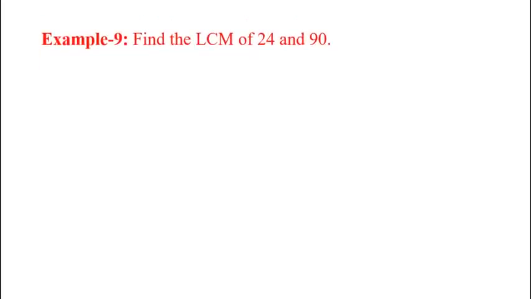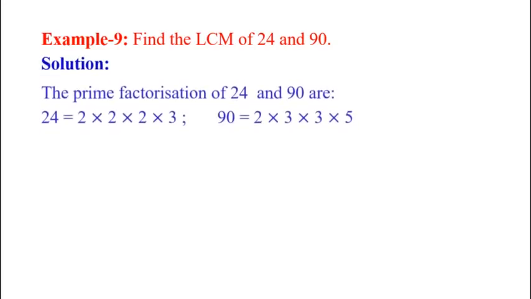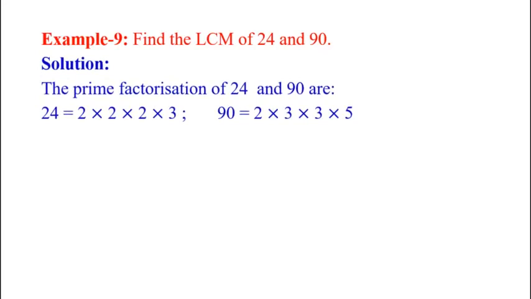Next, example 9. Find the LCM of 24 and 90. So solution is like this. The prime factorization of 24 is 2 into 2 into 2 into 3, and 90 is equal to 2 into 3 into 3 into 5.